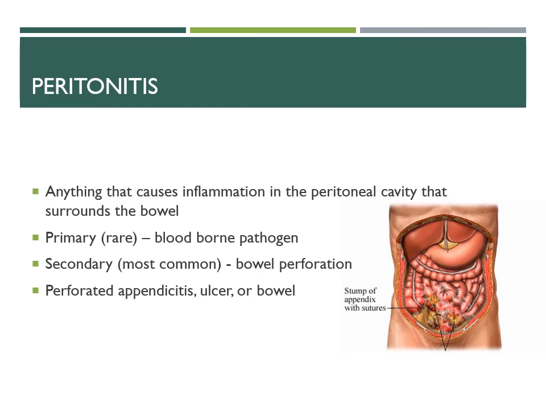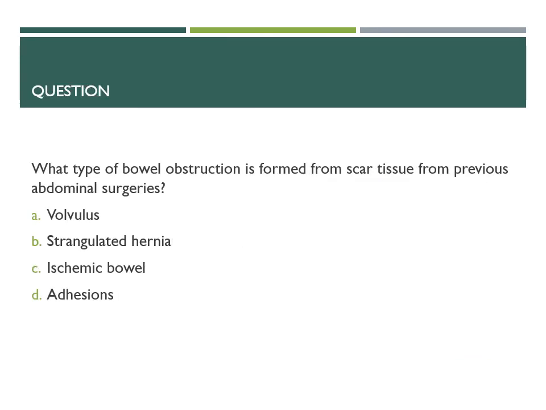I think that's it for this slide. Okay, so let's do this question together. What type of bowel obstruction is formed from scar tissue due to previous abdominal surgeries? Well, that's going to be adhesions, right?